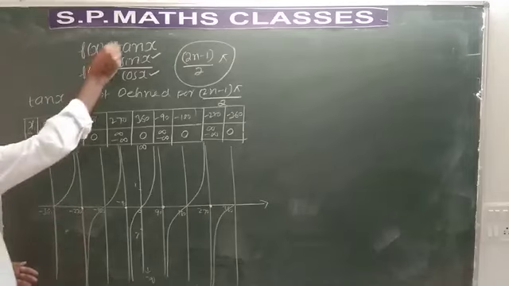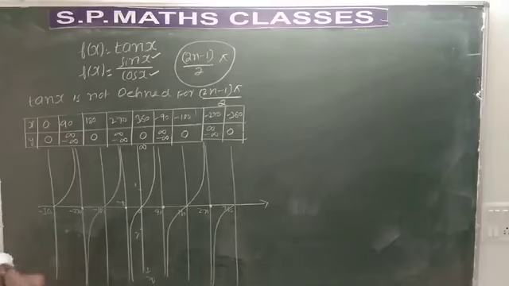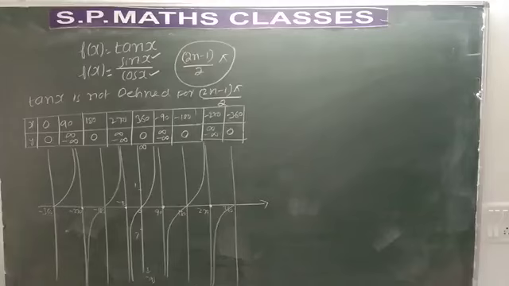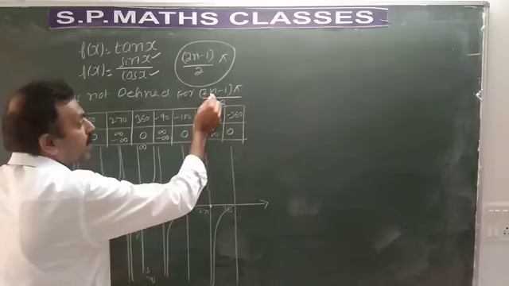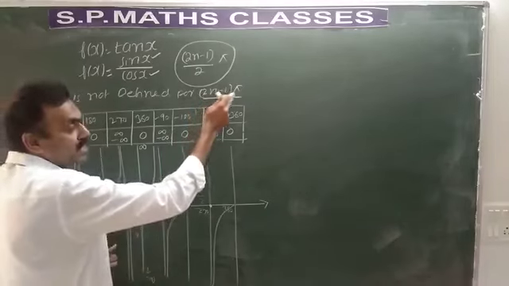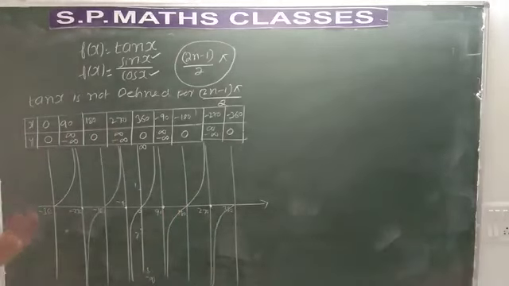If f of x is equal to tan x, we can just say that f of x is equal to sin x by cos x. Tan x is not defined for 2n minus 1 into pi by 2. Why? When 2n minus 1 into pi by 2, if you put n is equal to 1, it is pi by 2, 90 degrees. If you put n as 2, it is 3 pi by 2, 270 degrees. At those points, it is not defined.